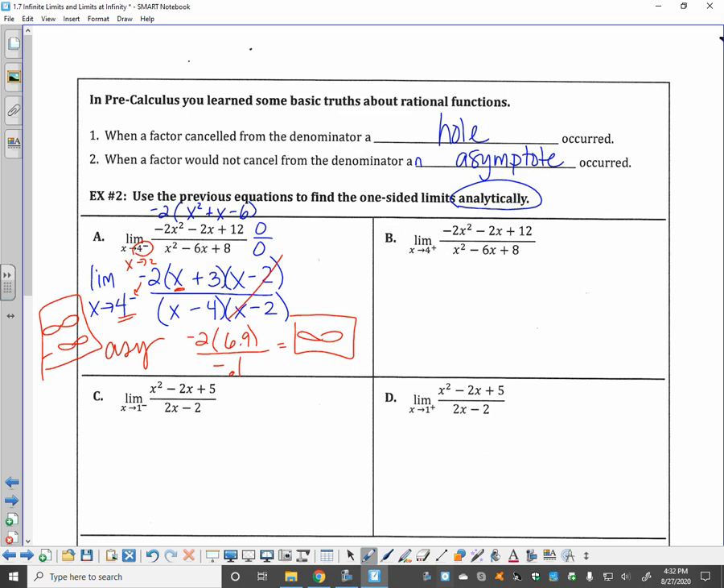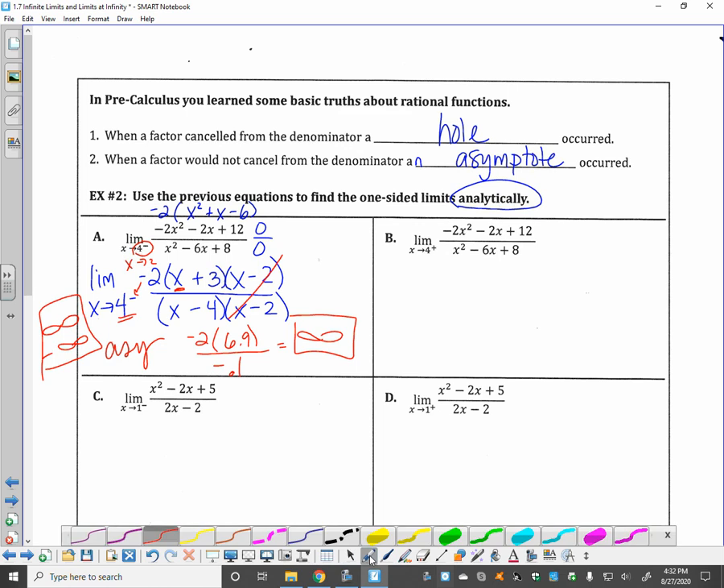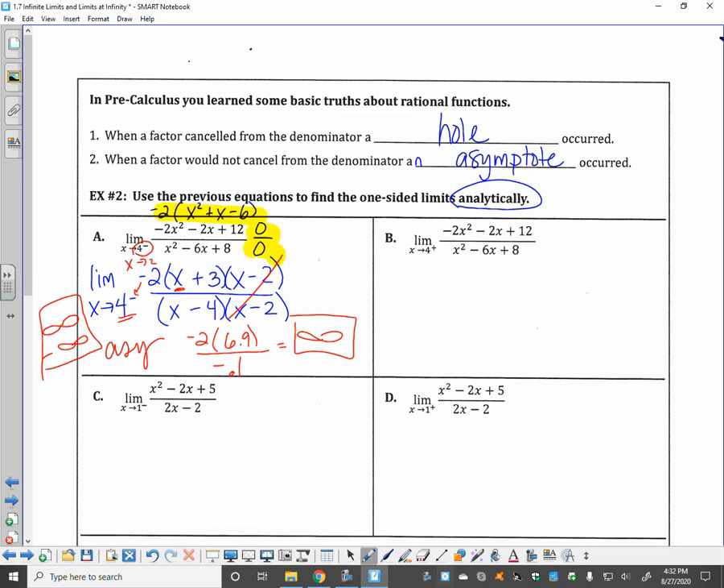So all of this stays. This and all of this. Okay? But I need to do the limit as x approaches 4 from the right of the 2 and the x plus 3. Okay, the part that's left after you take the hole out. Now I want to fly in towards 4 from the right. So I'm going to plug in a 4.1.